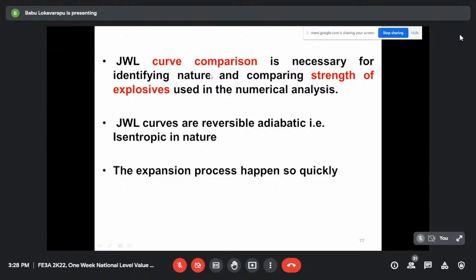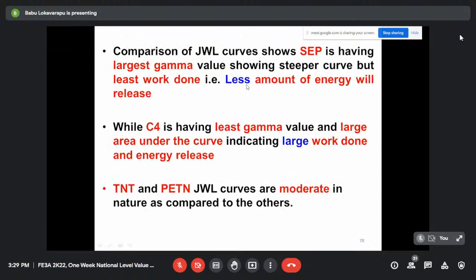And it is also necessary in identifying the nature and comparing the strength of explosives used in numerical analysis. Basically, these curves are reversible adiabatic, that is, isentropic in nature. The expansion process happens so quickly, and now we can compare them.